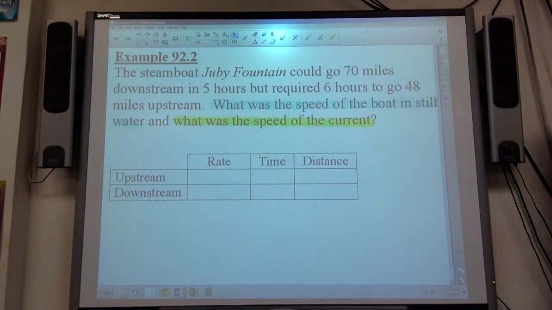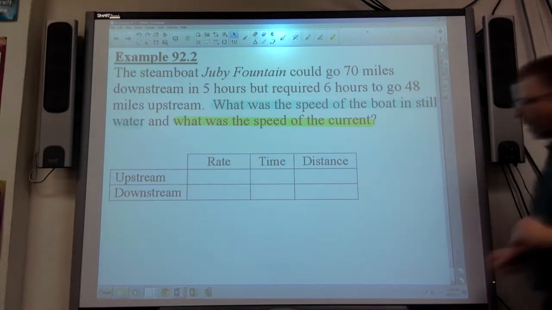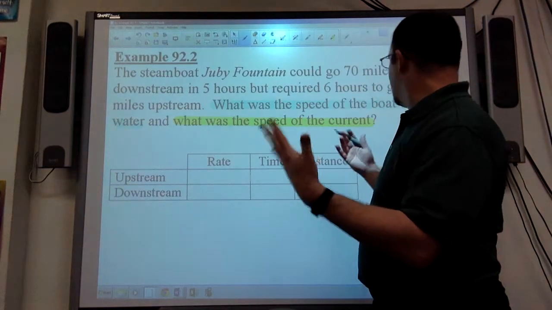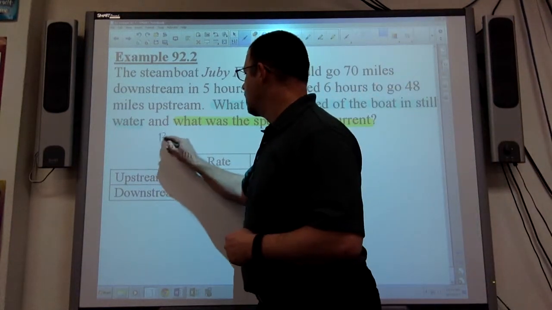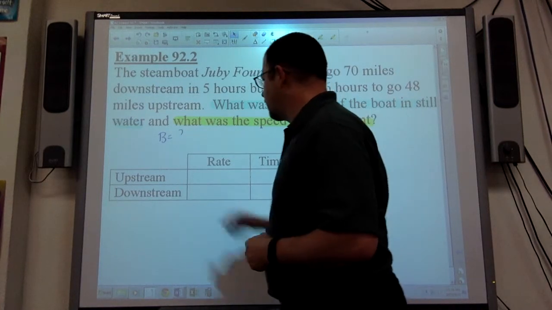This scenario is the easiest scenario there is of all these problems. If you don't know either the speed of the boat or the speed of the current, they're going to give you the times, they're going to give you the distances. They're really easy. Okay. First off, if I identify B and C, I don't know what B is, and I don't know what C is.